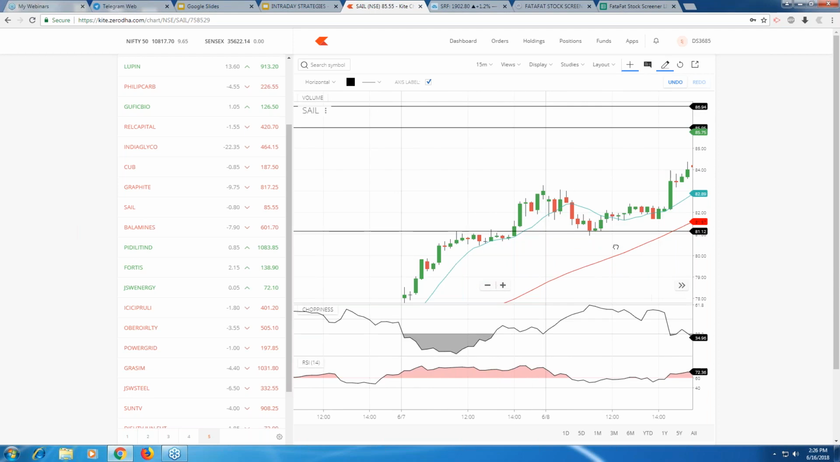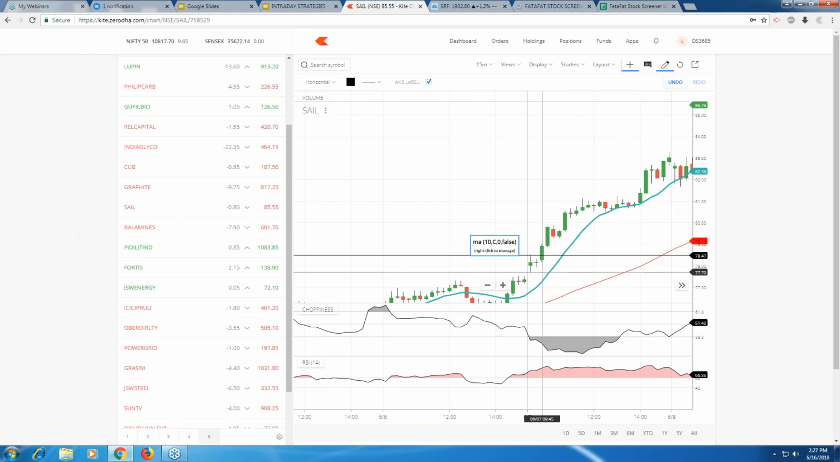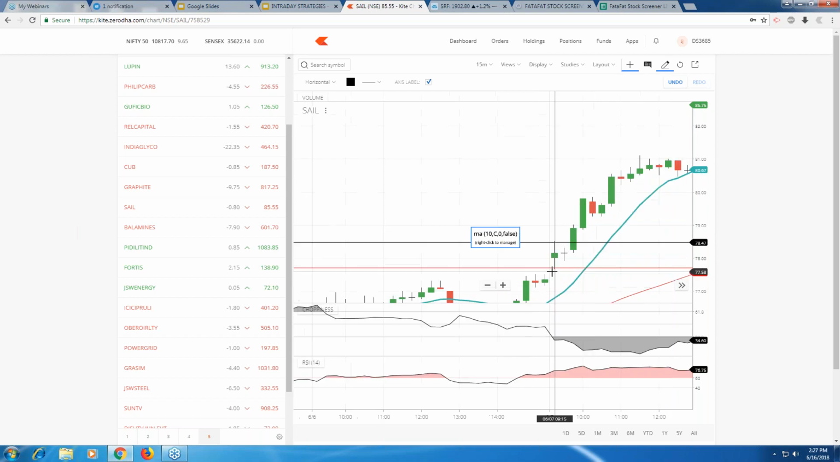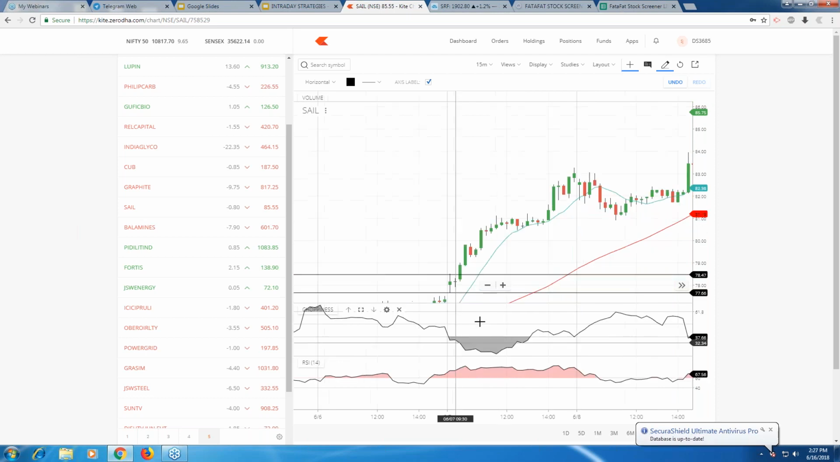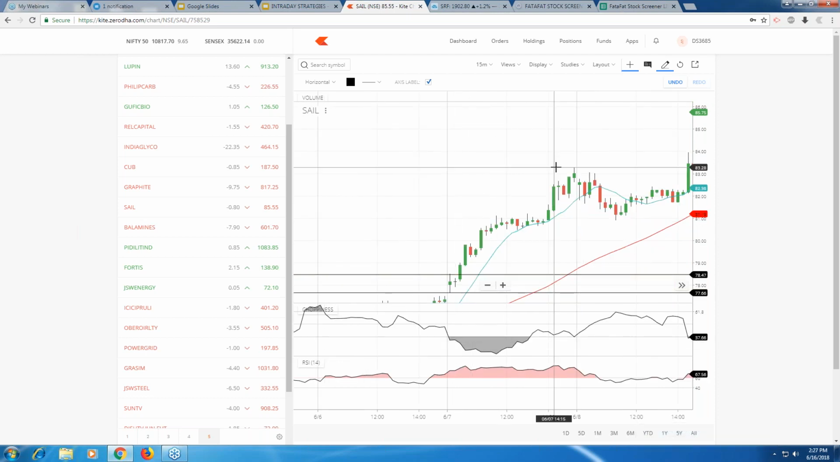See, this is what I want. Tiny candle, as tiny as possible. And the second candle should not break the low of this first 15 minutes candle. And look at the beautiful run-up. SAIL went, RSI went above, choppiness came down. From 78, it went to 83. And you know what the lot size of SAIL is? I think it's 12,000. It's pretty huge. So this was a beautiful trade, right?